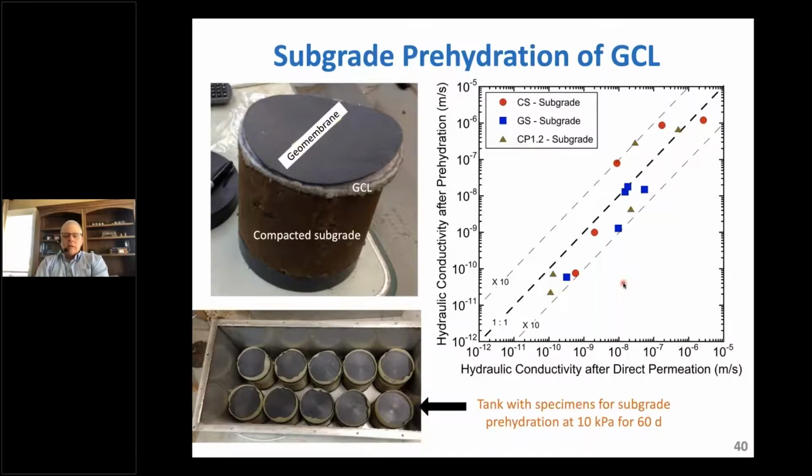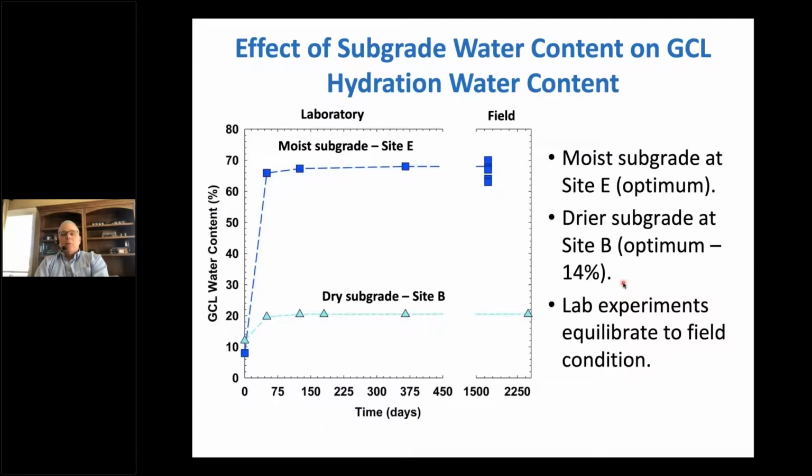If I directly permeate it, I should recognize I may be a factor of 2, 3 times more permeable than might actually occur in the field. The water content of the subgrade when we do that experiment can have a very significant effect on the outcomes. If we've got a relatively moist subgrade, you might expect that we'll get a very moist GCL, right? And a dry subgrade will get a much drier GCL under those same type of experiments, just depending if the subgrade is moist versus drier.